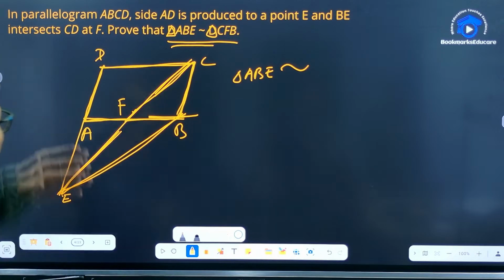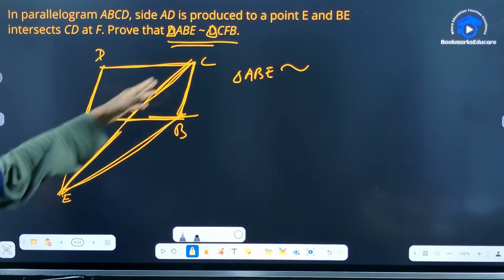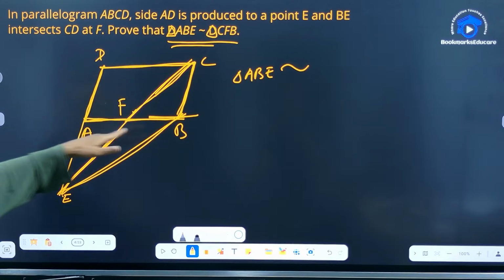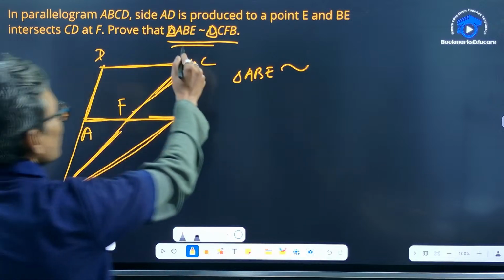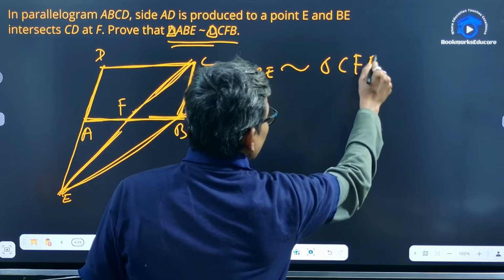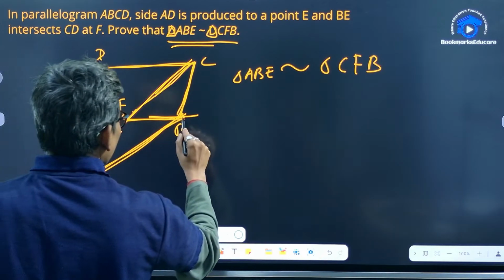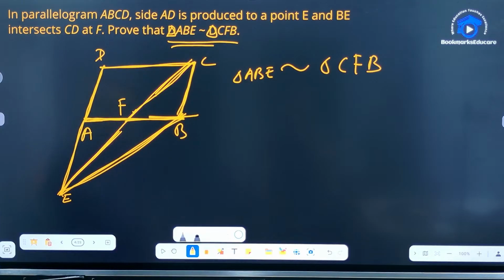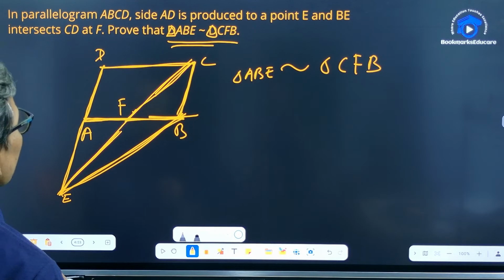So I am telling again, ABCD is a parallelogram. DA is produced to E. Now let us join E and C. So the line segment EC meets the AB line of the parallelogram at the point F. Now joining EB, after joining EB, we have to show that triangle ABE is similar to triangle CFB. Sorry, triangle DEC. I think DEC.